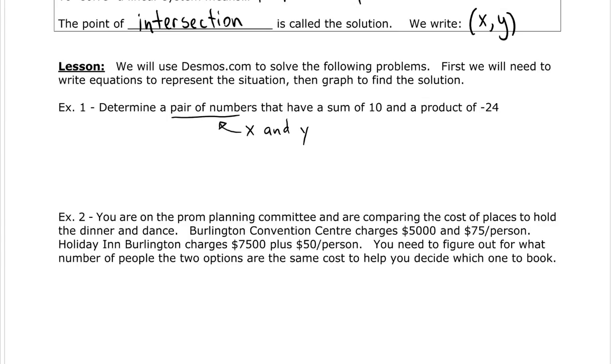So I know that if I have x and y, their sum is going to be 10. So x plus y equals 10. And the product of those two numbers is negative 24. So x times y. Now if I write x and y right beside each other, that means they are being multiplied together. So this means they are multiplied.